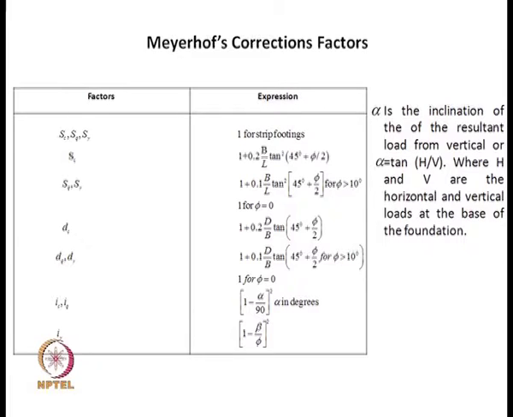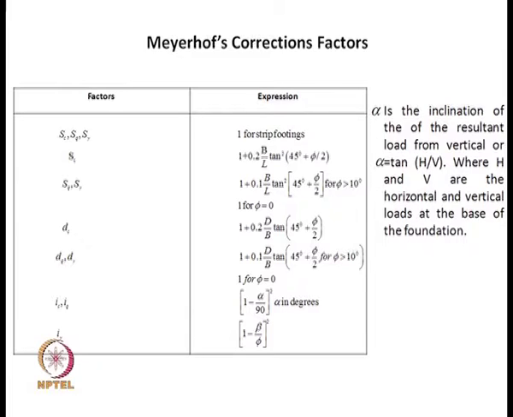So, if there are two components of loading acting, one horizontal, one vertical, at the base of the footing, and we know these horizontal and vertical components, then we can determine alpha by using tan inverse of horizontal by vertical components of the load. Or in other words, if we know the direction of the resultant force, then the angle this resultant force is making with the vertical axis is denoted as alpha.